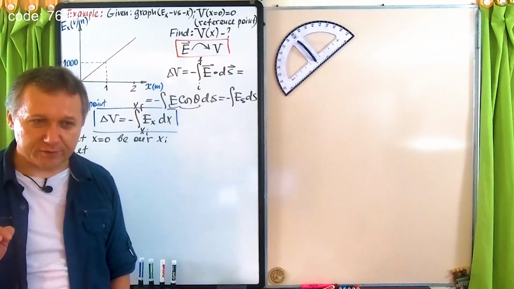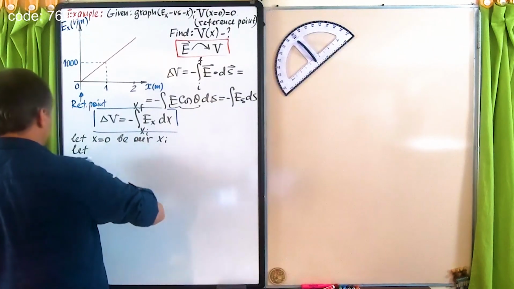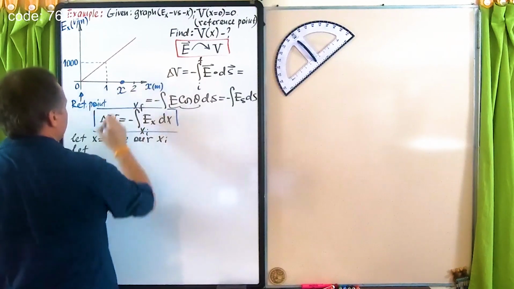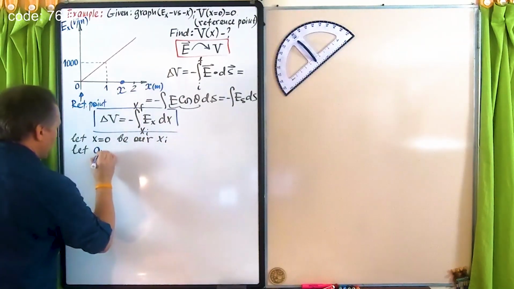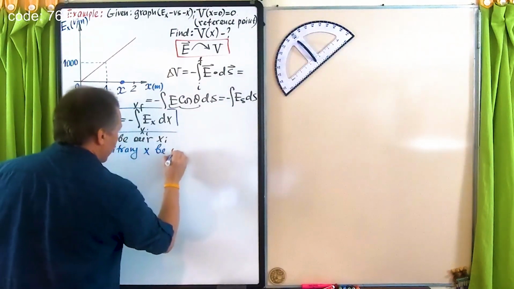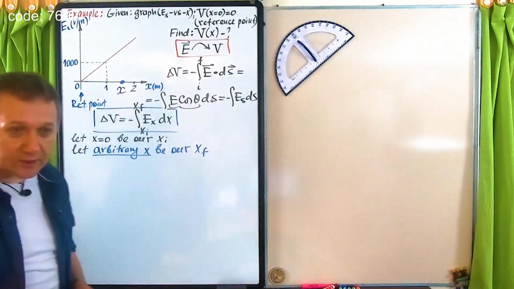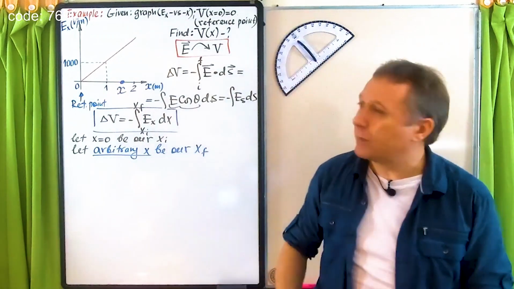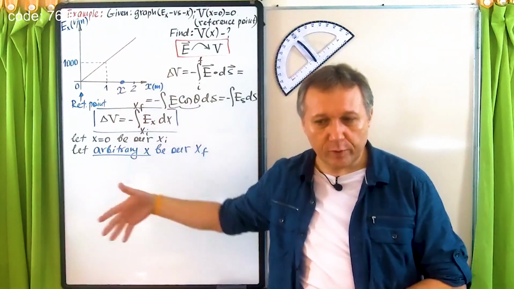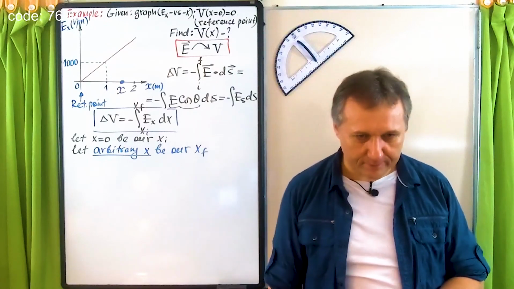Just completely arbitrary. For example, I will take it over here. I will use probably not red. Here I will put x. So let arbitrary x be our x final. Arbitrary. That's what we need. Of course, if the question was about finding electric potential at point 2, then x equals 2 would be our final point. But in this case, we need to take an arbitrary point x.